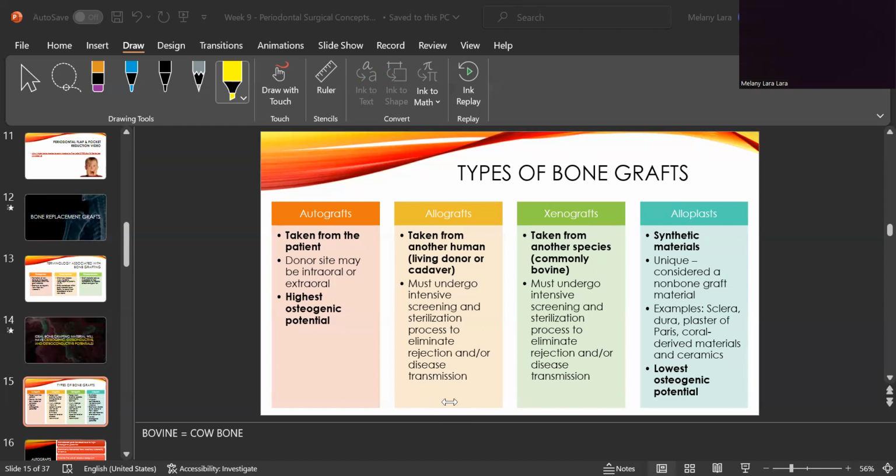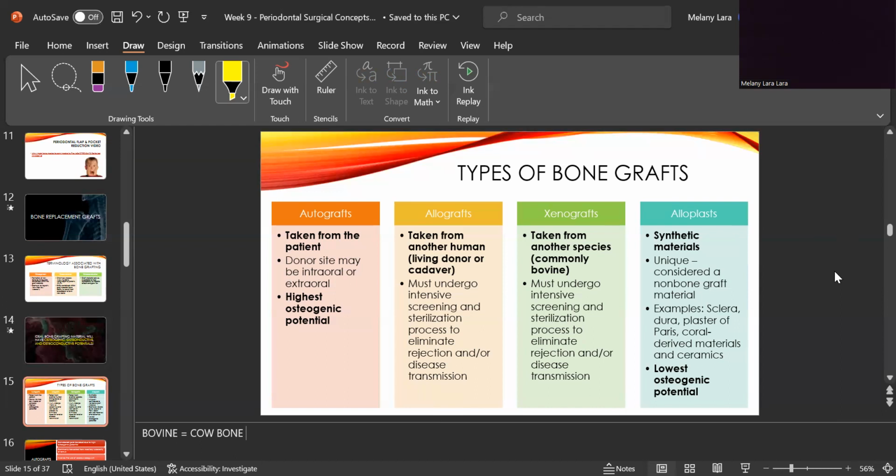All right, so let's break down each of these in a little bit more detail. So autografts, those are the ones that we get from ourselves. The first portion I'm going to talk about are intraoral sites. Okay. So when we're talking about autografts, these are technically considered the gold standard because of that high osteogenic capability.